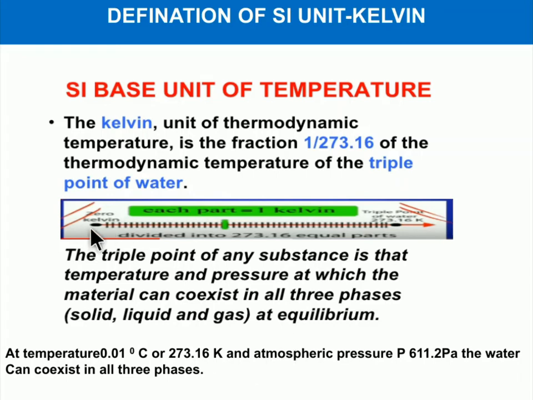Let us choose a scale from 0 Kelvin to 273.16 Kelvin and divide it into 273.16 equal parts. Then each part will be equal to 1 Kelvin. So, the Kelvin, which is a unit of thermodynamic temperature, is the fraction 1 by 273.16 of the thermodynamic temperature of the triple point of water.